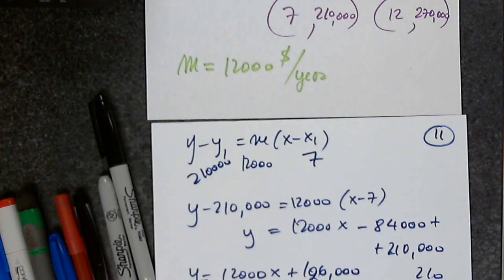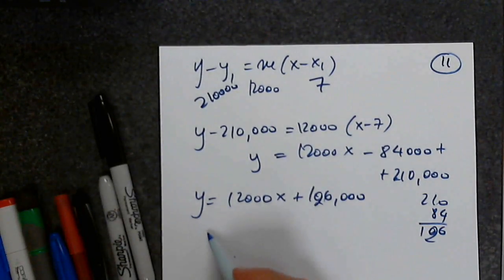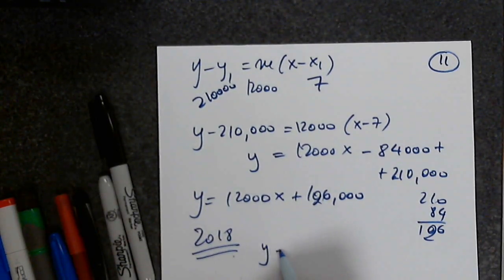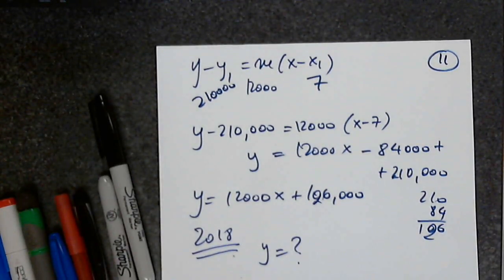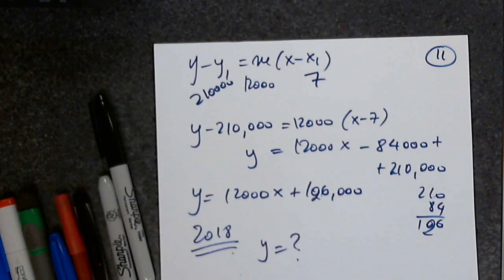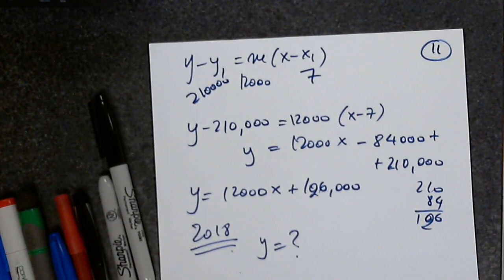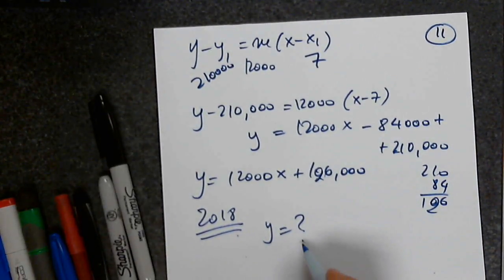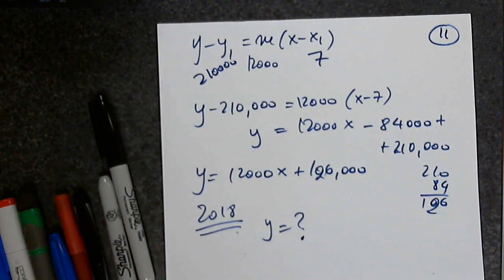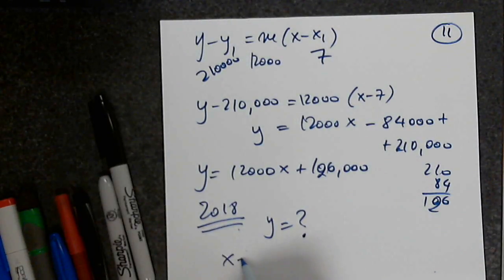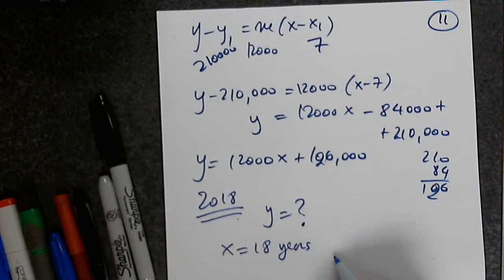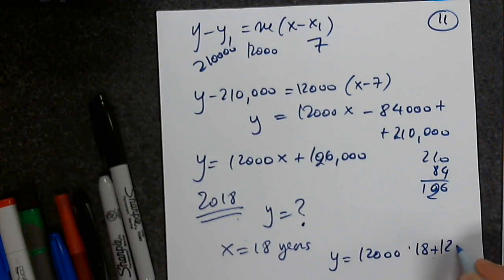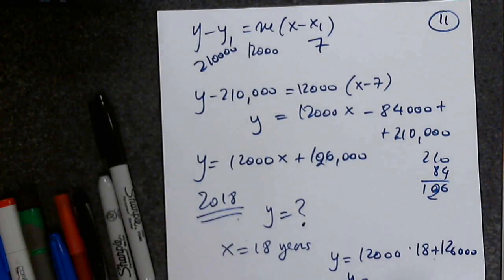Use this equation to estimate the value of the building in 2018. So in 2018, they want us to find or estimate the value. I said 8 from 0 to 2, but I wrote 0 instead of writing 2. So what does that mean? It means that x equals 18 years. So y equals 12,000 times 18 plus 126,000.